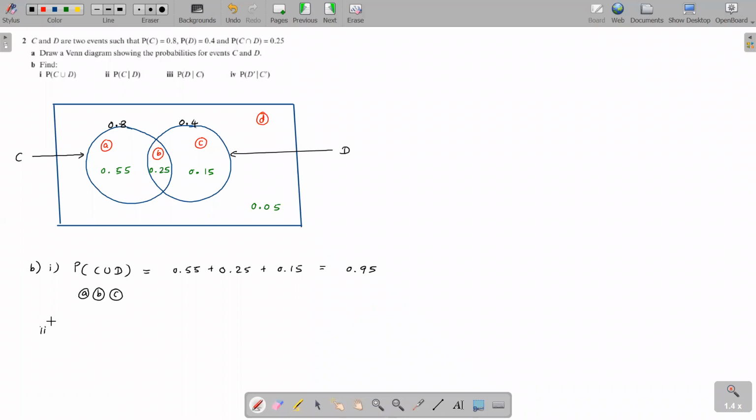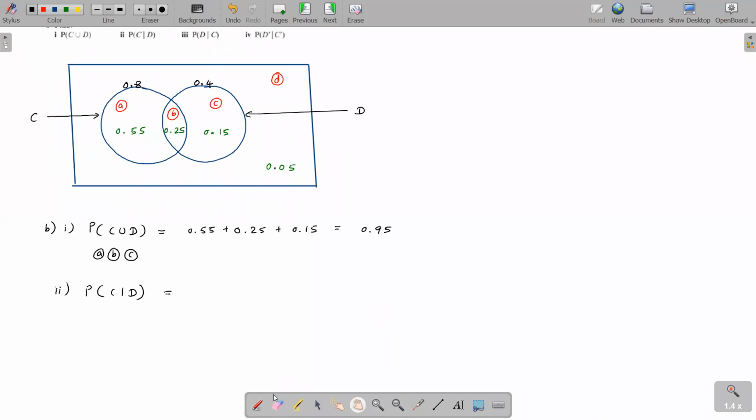All right, Roman number 2, you're supposed to find the probability of C given D. When you see the conditional probability, you know the rule. First, go for the given that. The given that part is D. So when it comes to set D, what are the regions belonging to set D? You can see we work with region B and region C, which means B and C are the regions that come to our denominator. So B has a probability 0.25, C has probability 0.15.